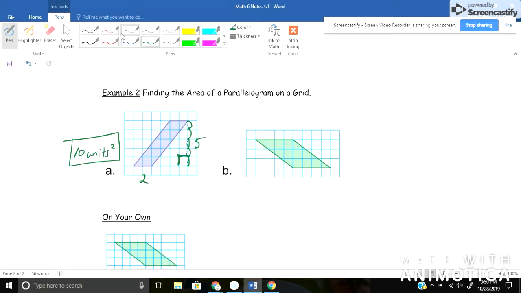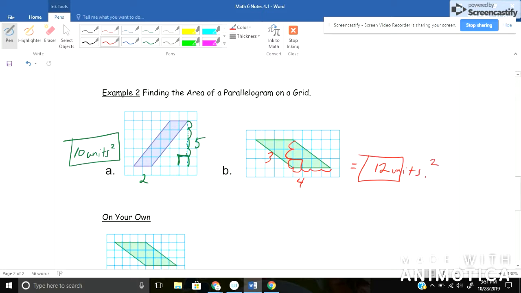Same thing for the next one. My base is 1, 2, 3, 4. And for my height from this base to this base, I just need to make a 90-degree angle and make sure it comes down to make this L. Okay, here's my 90 degrees. 1, 2, 3. So I have 3 and 4. Base times height, 4 times 3 would give me a total of 12. And then don't forget units squared.